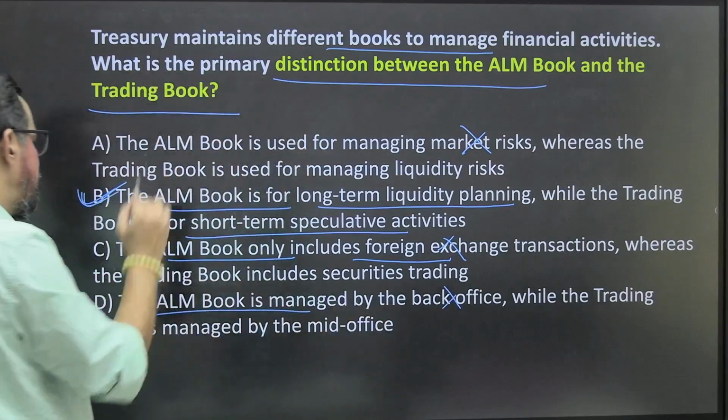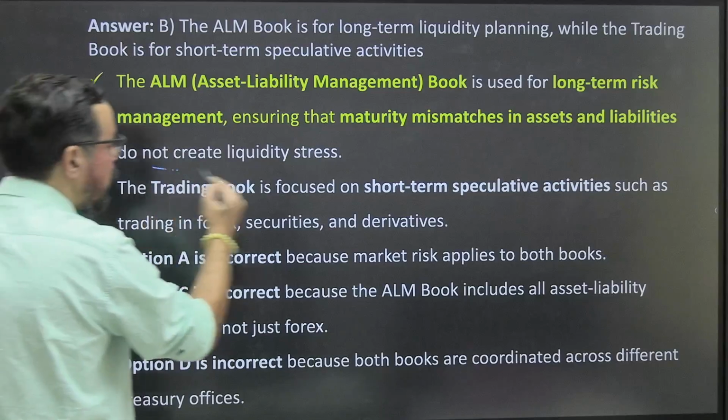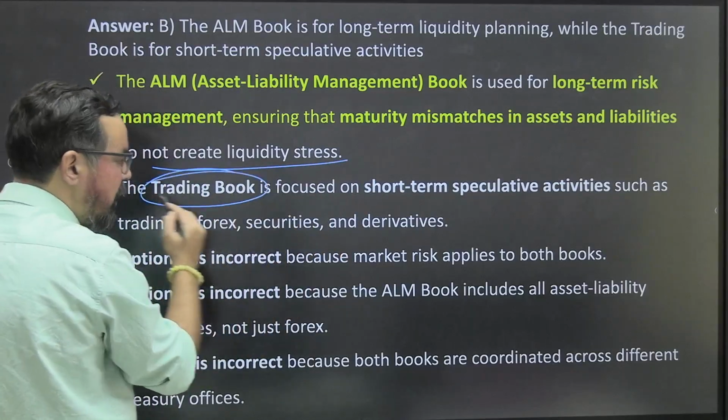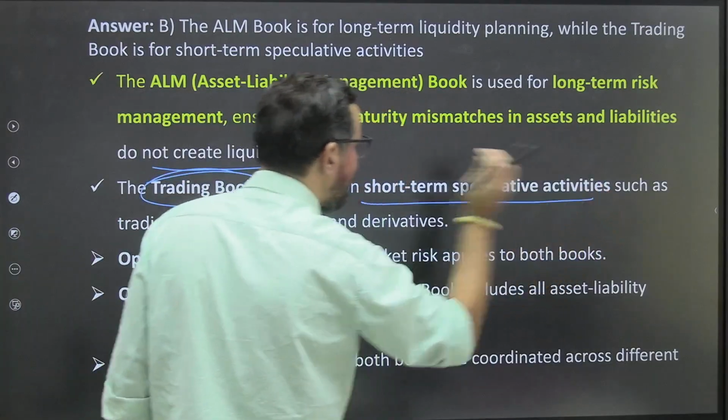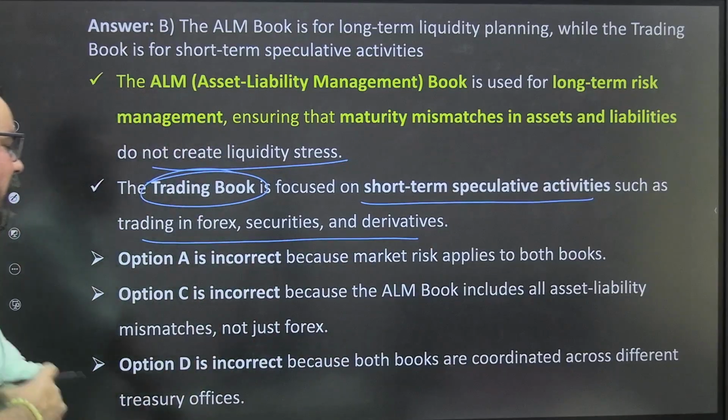Okay. Option B will be the right answer for this particular one. ALM is used for long-term risk management, ensuring the maturity mismatch in assets and liabilities does not create liquidity stress, whereas the trading book is focused on short-term speculative activities such as trading in forex, securities and derivatives.